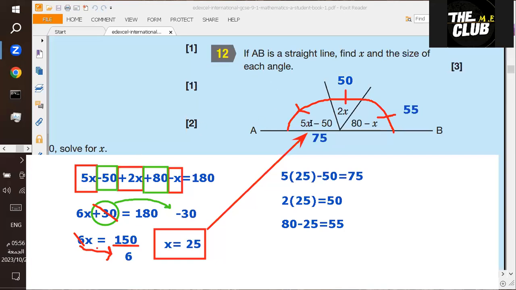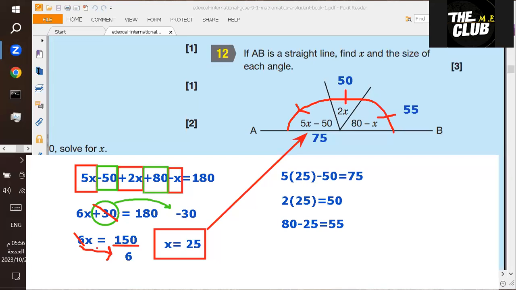So the first step, I made an equation: this plus this plus this equals 180. Okay? And then I solve it by adding like terms together. After adding like terms together, I found the value of x, which is 25. And then I found the angles by taking the 25 and substituting in each x part in each angle, okay? This is the idea of this question. Now, let's move on to the next question. That is it for question 12, okay? Now, let's move on to the next question.